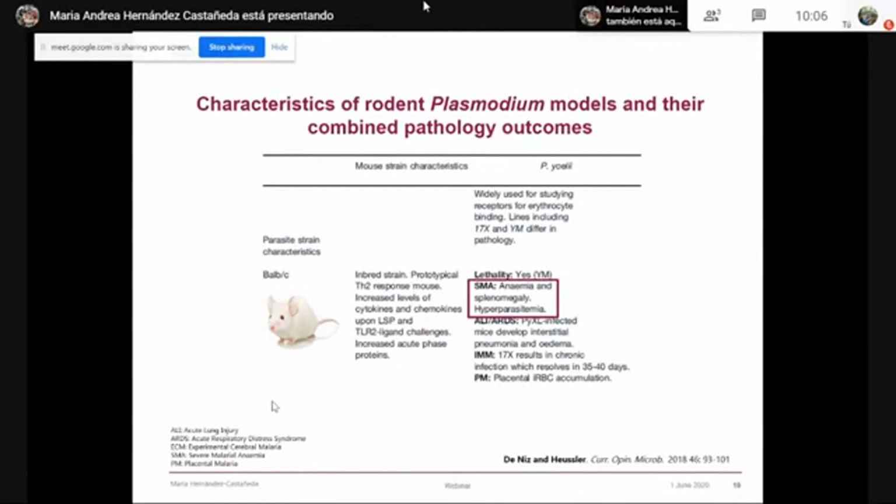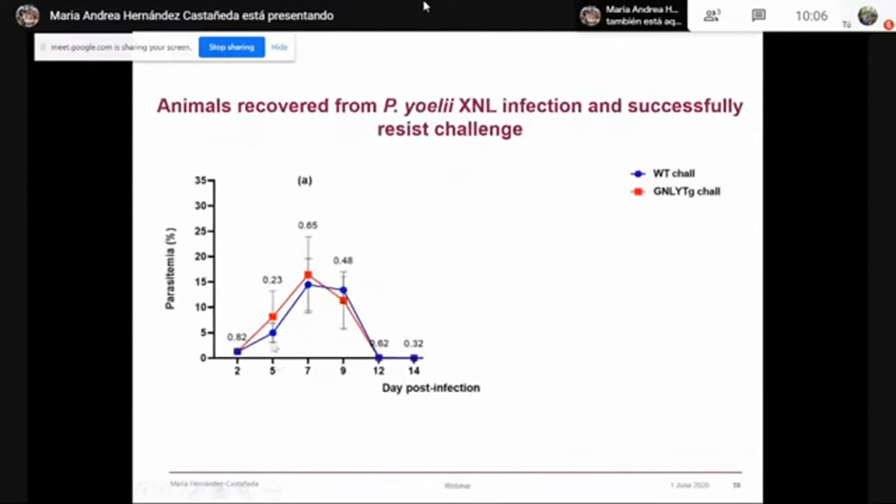And then I track the GFP using flow cytometry. So here we saw that already at day 5, you see around 6% parasitemia, of parasites in the blood, and there was a peak around day 7. There is around 16%, but you see that there is no difference between both groups. And then around day 12, it's no longer possible to see parasites in the blood. So basically the animals cleared the infection.